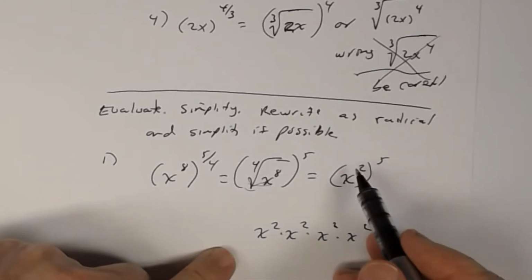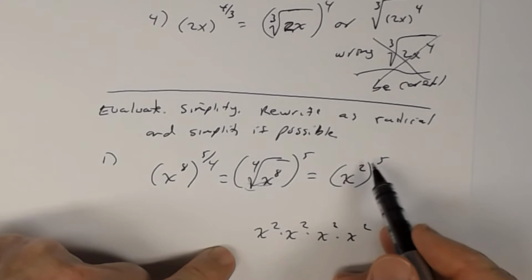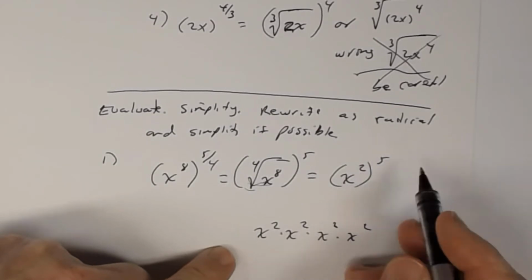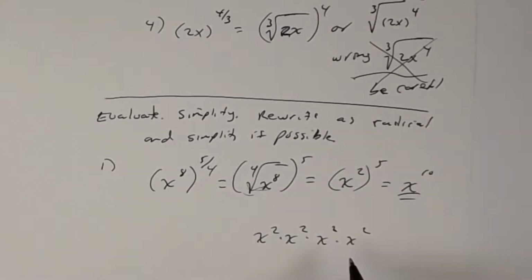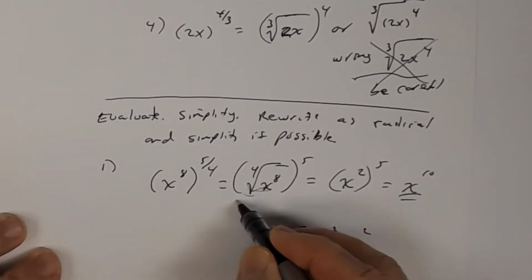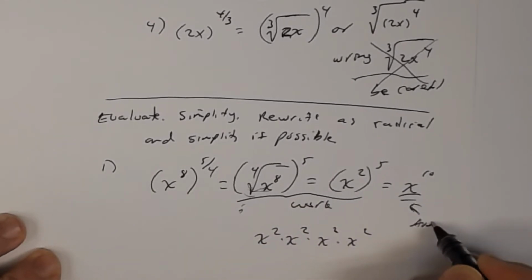Now remember the power rule. So this is a power rule here. When you have a power raised to a power, you multiply. So this becomes 2 times 5 is 10. So the answer is x to the 10th power. So this would be your work right here, and that would be your answer.